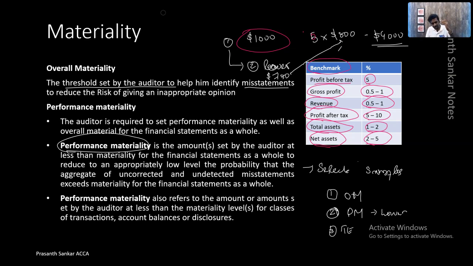When we have these 3 levels of materiality, what happens? Even if we miss in the other case, like the risk of giving an inappropriate opinion, we might miss certain transactions because we are doing a reasonable assurance. Even if we miss to do something, or even if we miss to identify a misstatement, the misstatement will not be above the overall materiality. That's why we have various levels of materiality: overall materiality, performance materiality, tolerable error.